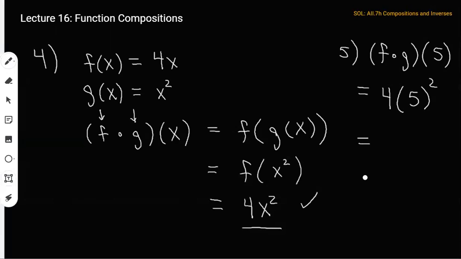So I get 4 times 5 squared. We know that 5 squared is going to give you 5 times 5. That's 25. And now I have 4 times 25, which is 100. That's going to be my answer for number 5, 100. So if you evaluate at a number, you should get a number for your answer.